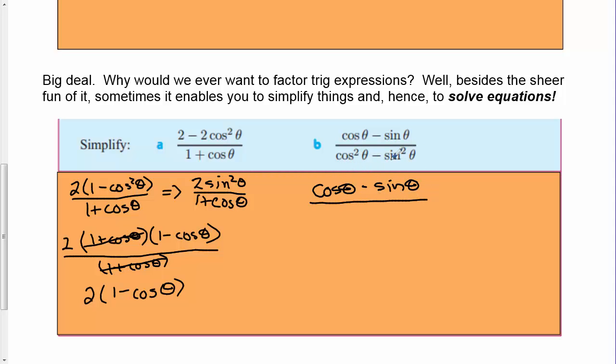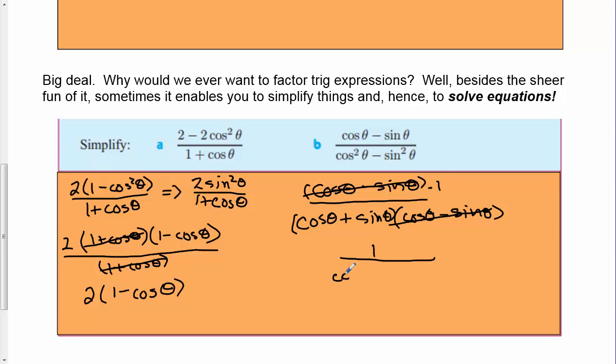But cosine squared minus sine squared, that's another difference of two squares like we had over here. And so we can write this as cosine theta plus sine theta times cosine theta minus sine theta. And there's a good reason to do that, and it's kind of convenient because now this whole numerator here, which is one factor times one in the numerator, can cancel with that whole term, and we're left with a 1 up here, and our final answer is just 1 over cosine theta plus sine theta.